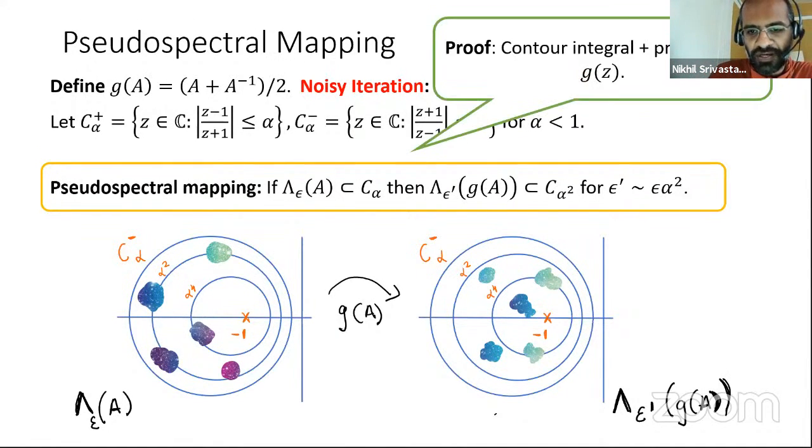And the proof, maybe I can show it at the end if there's time. The proof is actually half a page. It's based on using contour integrals, but it is specific to this function g of z. It uses some properties of this particular meromorphic function.